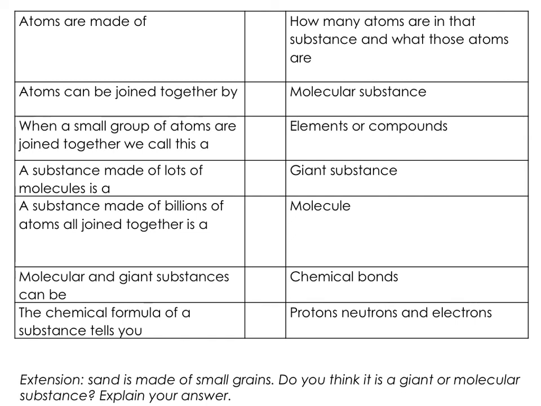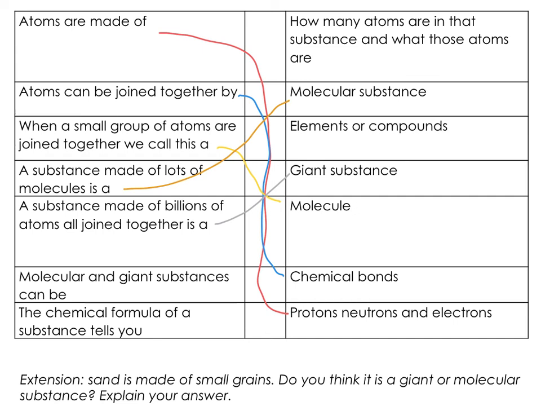Okay, so atoms are made of protons, neutrons, and electrons. Atoms can be joined together by chemical bonds. When a small group of atoms are joined together, we call this a molecule. A substance made of lots of molecules is a molecular substance. A substance made of billions of atoms all joined together is a giant substance.